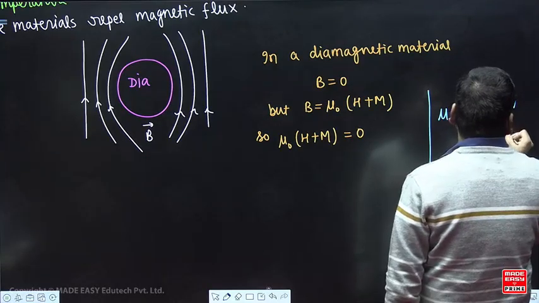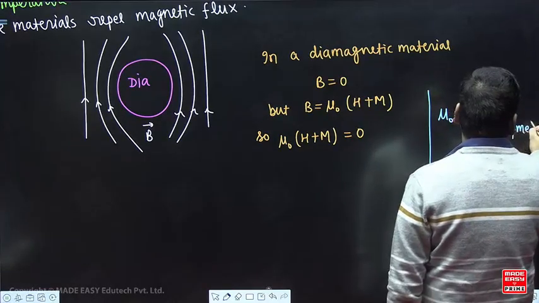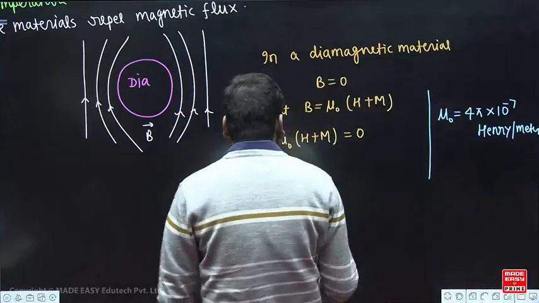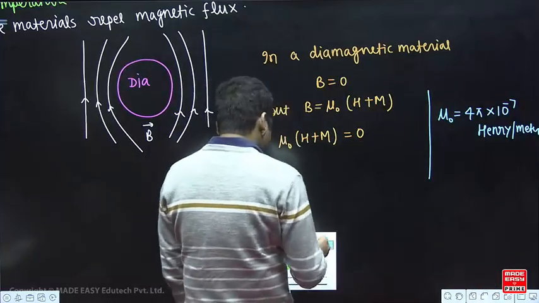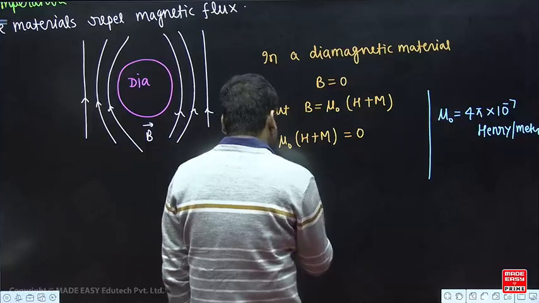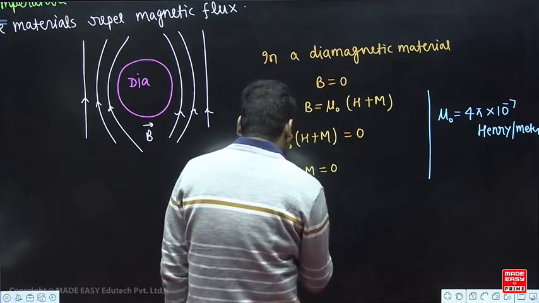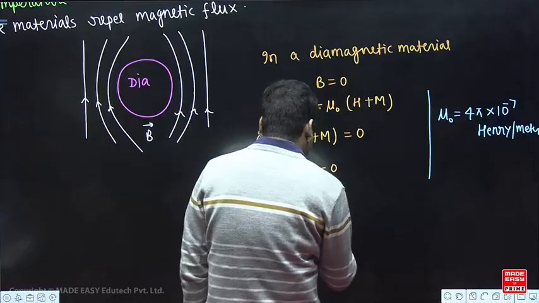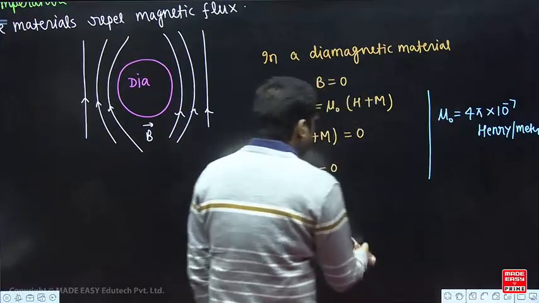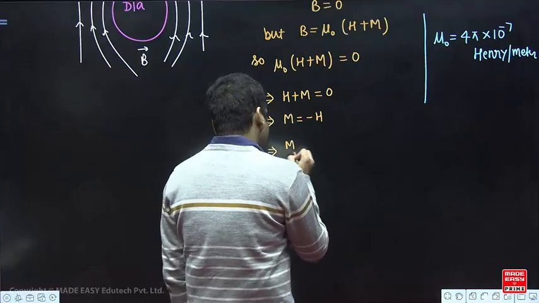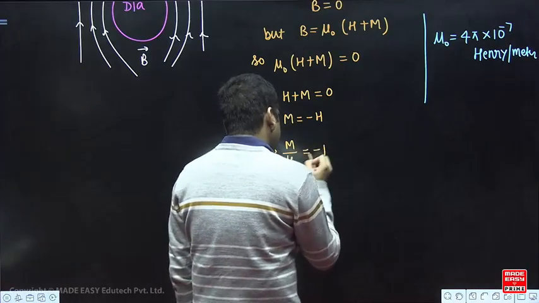You do not need to remember it if you are not from EC electrical, just to know this value. So it is a constant, so it cannot be equal to 0. So what can be 0? H plus M is equal to 0. It means M is equal to minus H. If M is equal to minus H, you can say that M by H is equal to minus 1.